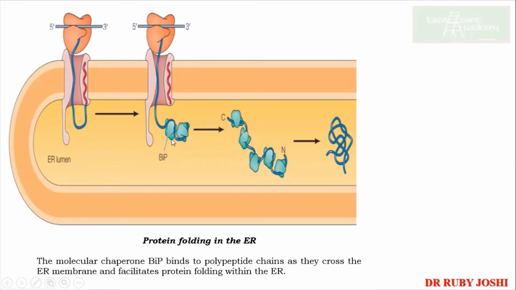As soon as the nascent polypeptide chain is coming into the lumen of the ER, this BiP protein comes and binds to it. Now together you can see so many BiP proteins come and bind and result in the proper folding of the ER. Okay, now here I would like to give one small assignment.